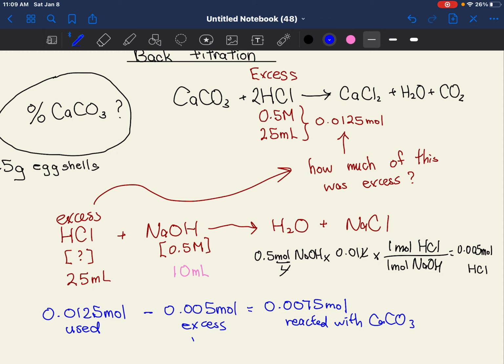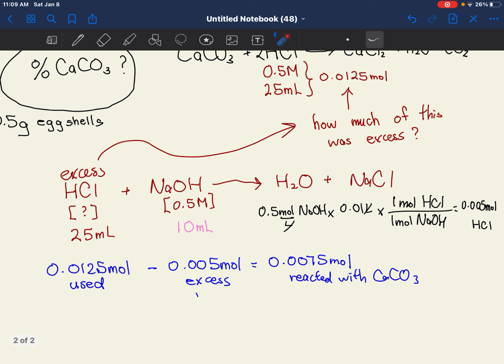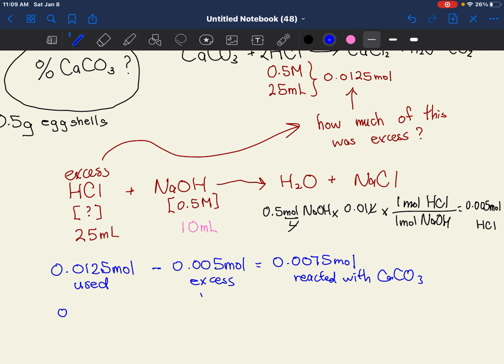Now that's very good information, because if I know how many moles of HCl reacted with calcium carbonate, I can use my stoichiometry to find out how many moles of calcium carbonate reacted. Turn it back to grams, and I will know how much calcium carbonate was in my 0.5 grams of eggshells. Right? So that's my strategy. That's what I'm going to do. I'm going to do my stoichiometry.